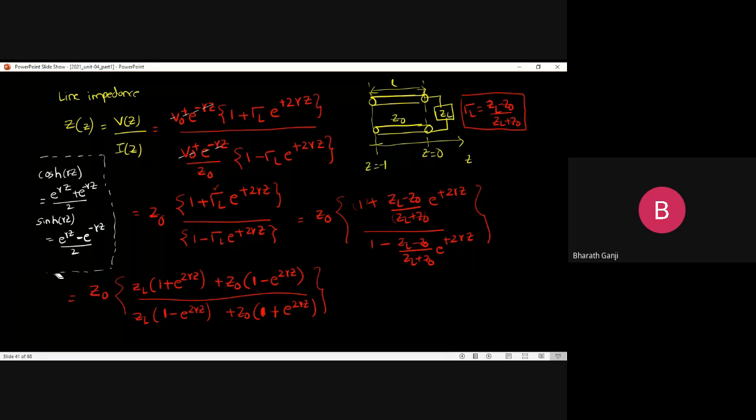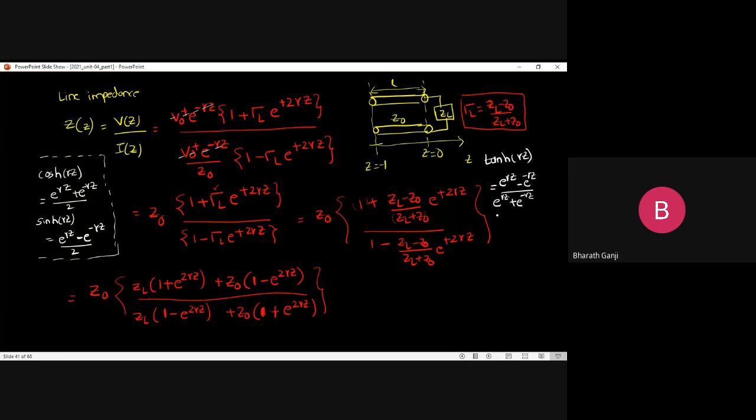If I divide sine by cos, I get a tan. So if I ask you what is tan hyperbolic of gamma z, I don't have any space here, so I'll write it here itself. From the equation I can see that tan hyperbolic of gamma z should be equal to e power gamma z minus e power minus gamma z, divided by e power gamma z plus e power minus gamma z.